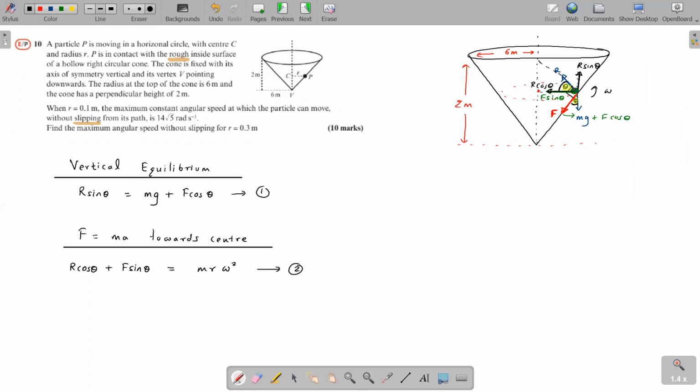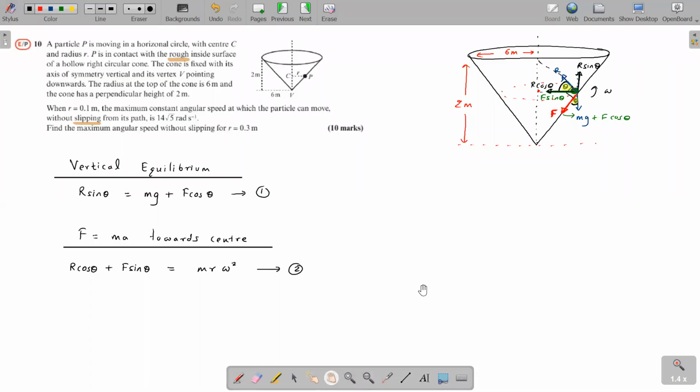All right, so they are giving you two scenarios here. When r is 0.1 meter, the maximum speed is 14 root 5. Here r means the radius of the circular path. So when r is 0.1, the maximum speed is 14 root 5, and they are asking you to find omega when r is 0.3. So how do we solve this?